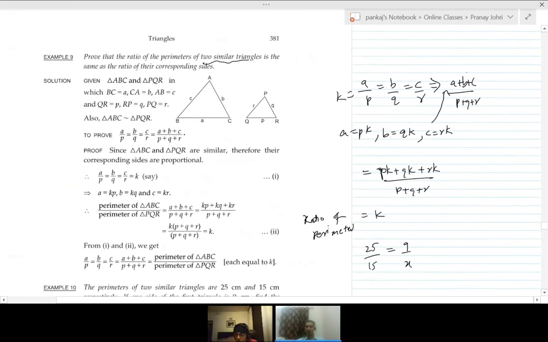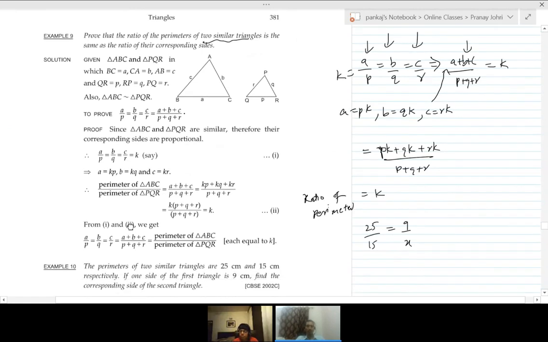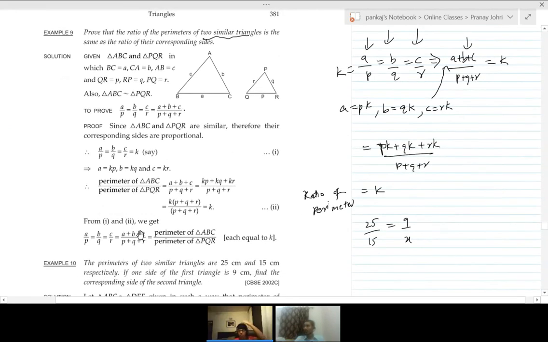This is the starting point, right? So this is equal to K, correct? And what is this equal to? Equal to the ratio of the corresponding sides. Is it okay? So little mathematically it is manipulated, but it's a very simple result that we get from this. Is it okay? So probably rarely it may come, but it is a very important result. You should be knowing.